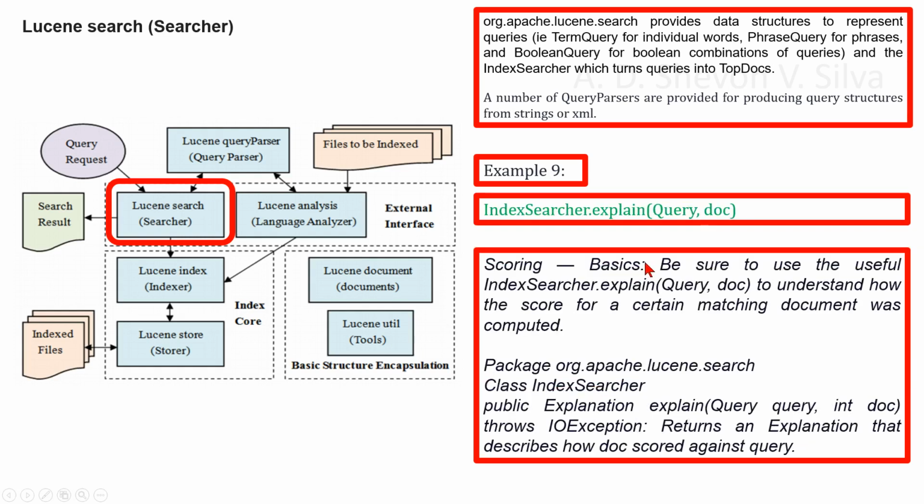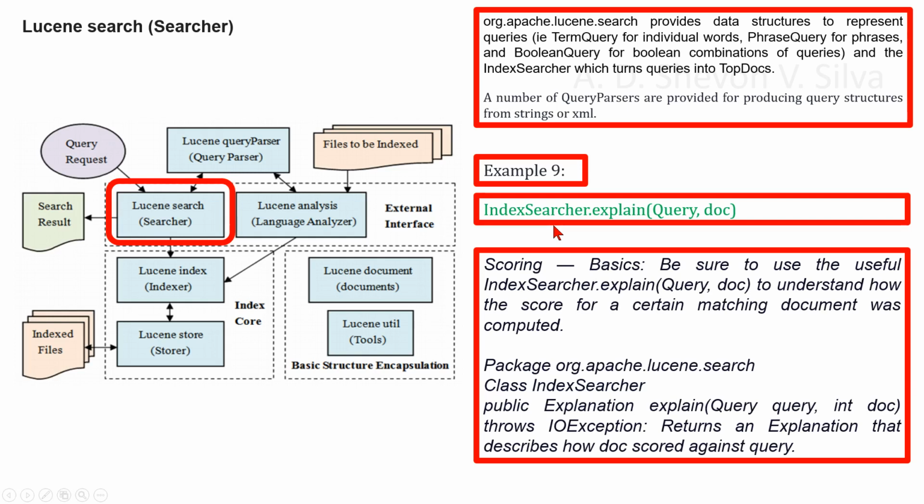Now we are considering scoring basics. Be sure to use the useful IndexSearcher.explain(Query, doc) to understand how the score for a certain matching document was computed. The method public Explanation explain(Query, int doc) returns an Explanation that describes how doc scored against query, in the class IndexSearcher in the package org.apache.lucene.search.